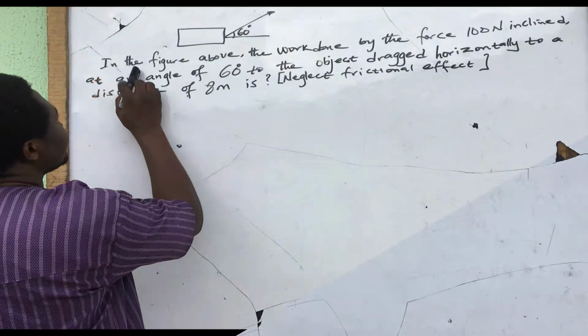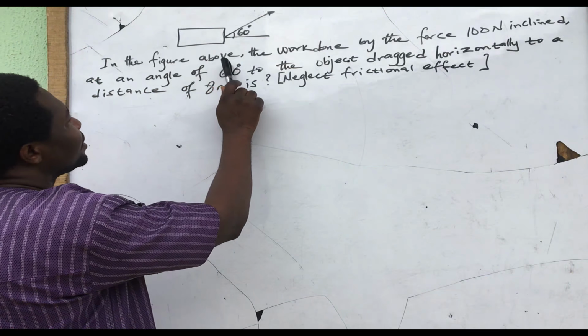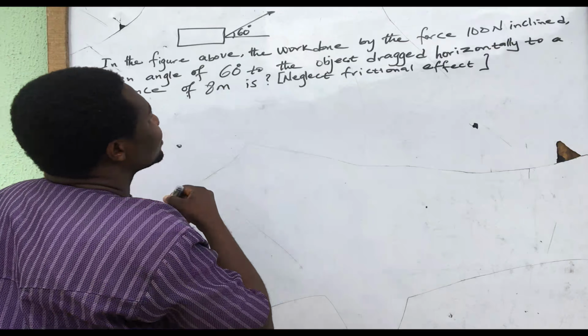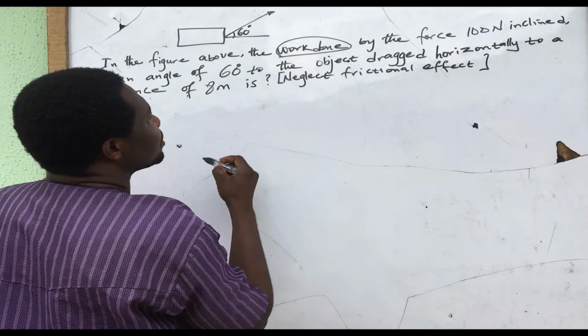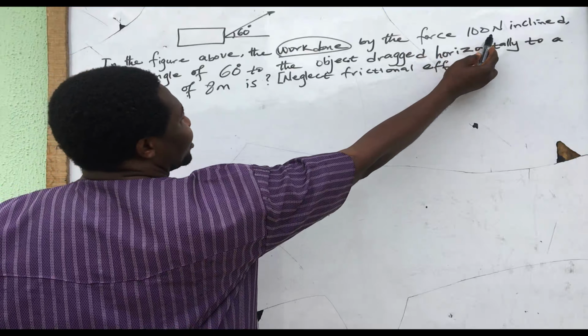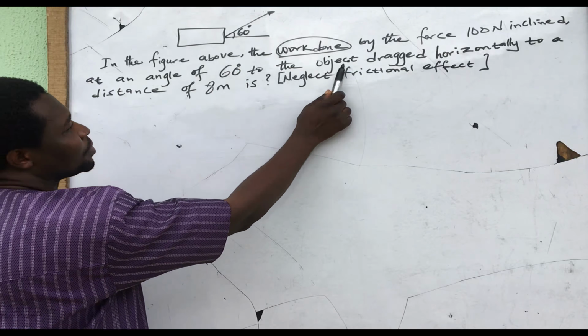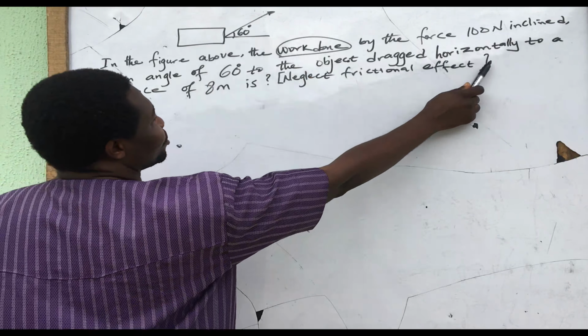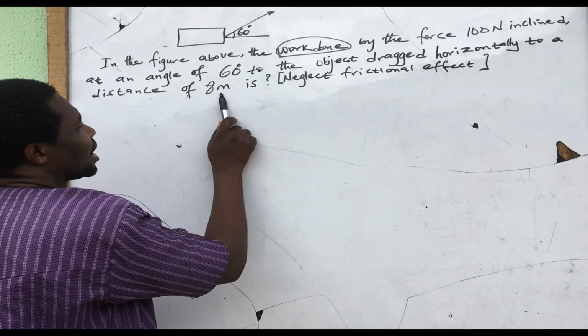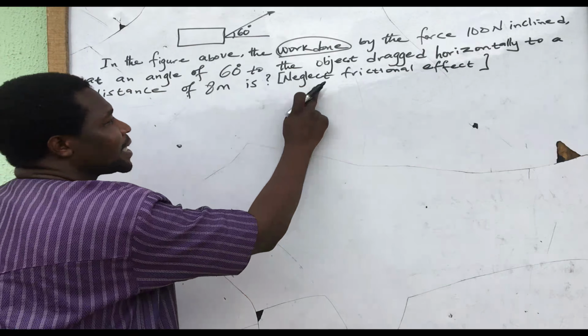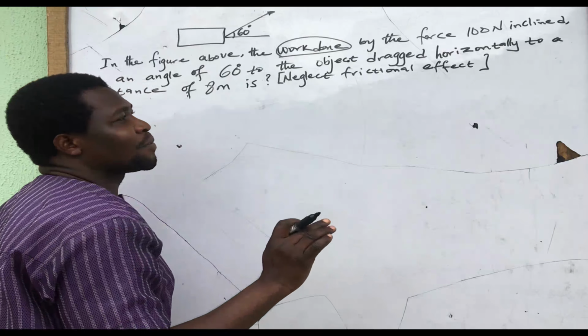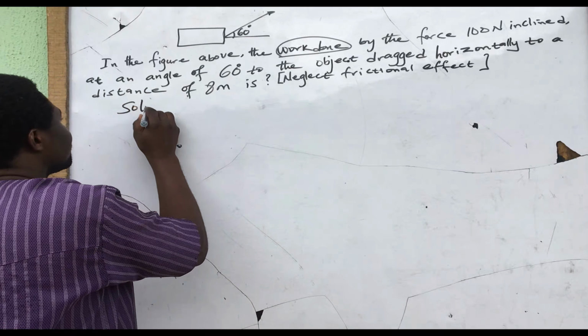In the figure above, what is the work done by the force of 100 Newton inclined at an angle of 60 degrees to the object, dragged horizontally to a distance of 8 meters? Here we neglect frictional effect. So what are we going to do now to solve this problem?